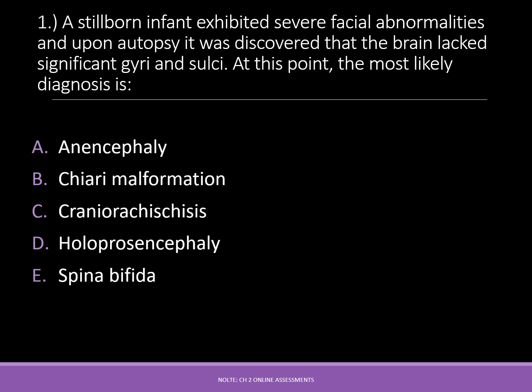All right, that's it. So that was chapter 2. I told you it was short and sweet. It's kind of like a reward for getting through chapter 1, right? So here's your questions that you want to look at. Number 1, a stillborn infant exhibited severe facial abnormalities, and upon autopsy, it was discovered that the brain lacked significant gyri and sulci. At this point, the most likely diagnosis would be what? What is that defining? So look those words up and then define it.